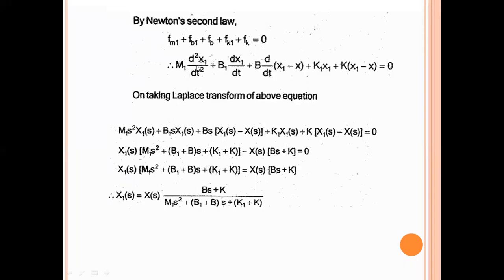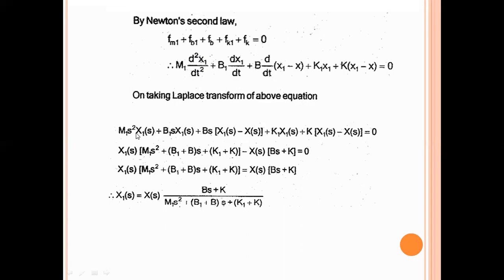S square x1 of s, because we are converting from the T domain to the S domain, the Laplace domain. So here lowercase, here uppercase. Remember this one: lowercase is in the time domain, and uppercase is in the Laplace domain.